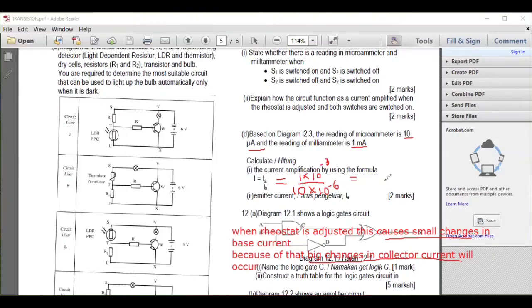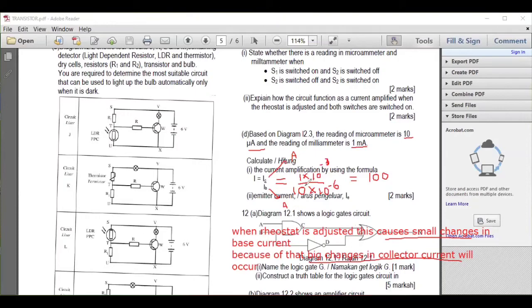Okay, 10 to the power negative 6. So when you simplify, you get 100 ampere. Say 100. Sorry, there's no unit, because this one is ampere, down here also ampere. So the answer will be 100.